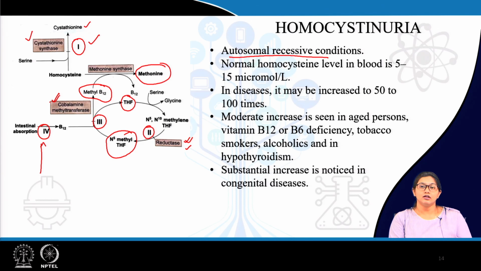Now, for all the homocystinurias, the normal homocysteine level is 5 to 15 micromole per liter. In the autosomal recessive pattern, the increase is around 50 to 100 times, whereas in case of the acquired pattern, or the dietary deficiency, the homocysteine level is not much raised.